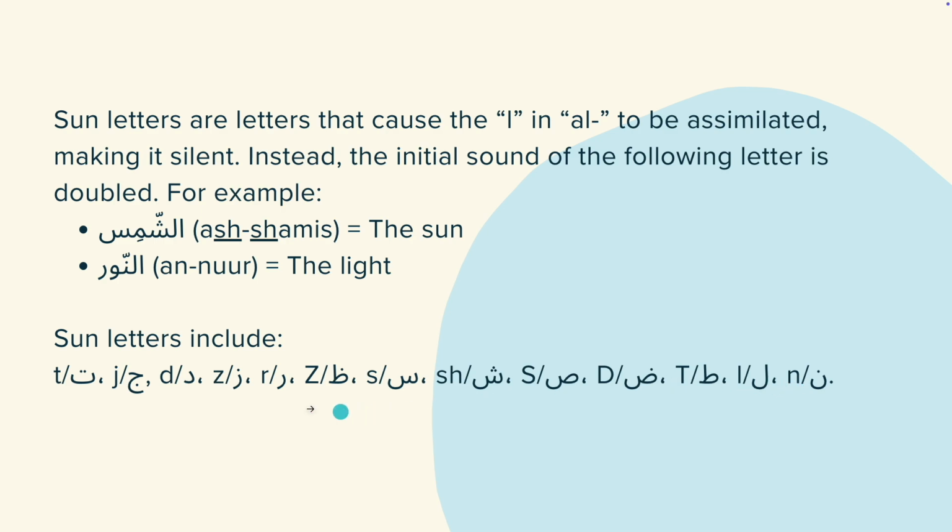And if you notice, while you're pronouncing all of these letters, you're pronouncing them with the tip of your tongue. That's why we consider all of these letters as sun letters. They actually came from the word the sun, ash-shamis. That's why we name all these letters sun letters, because they follow the word ash-shamis.